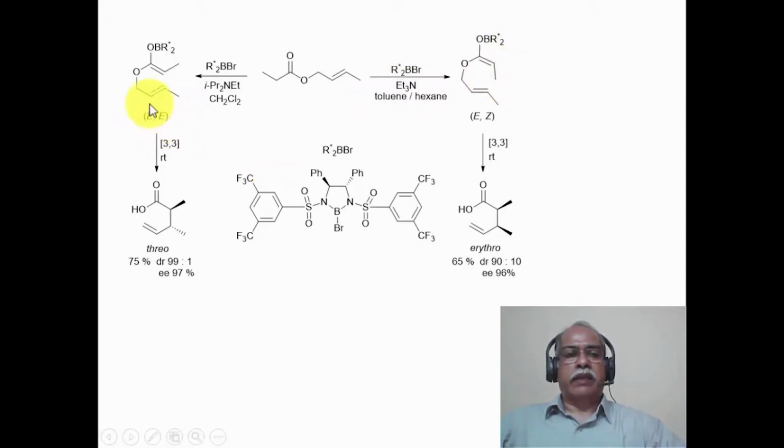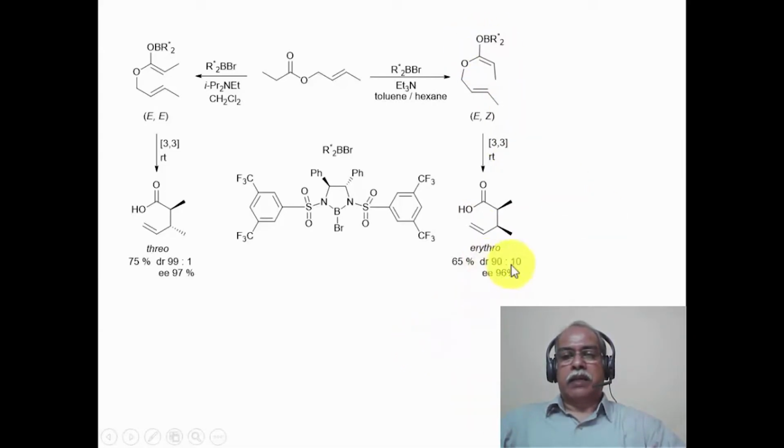So what we have here is an EE isomer of the boron enolate, and in this particular case the EZ isomer of the boron enolate is what is formed. So diastereoselective 3,3 sigmatropic rearrangement produces the corresponding gamma delta unsaturated carboxylic acid in this particular case. This is very similar to an Ireland Claisen type of rearrangement, except that it is a boron enolate, not a silyl enol ether enolate.